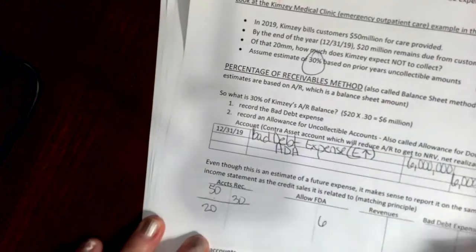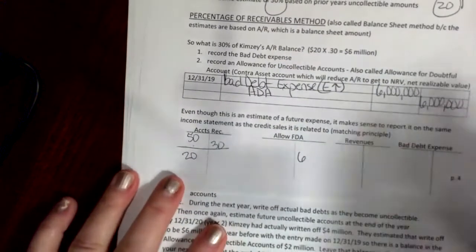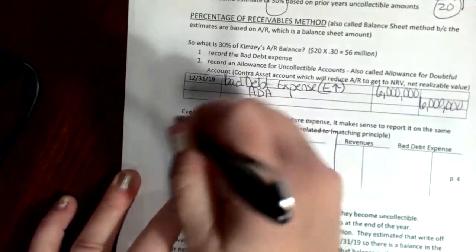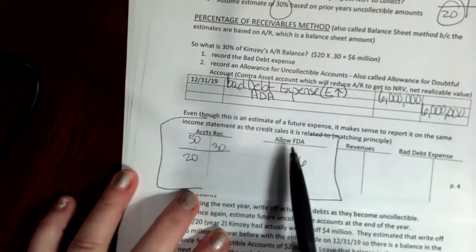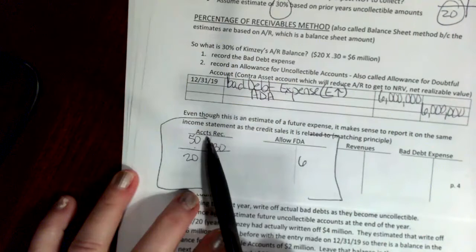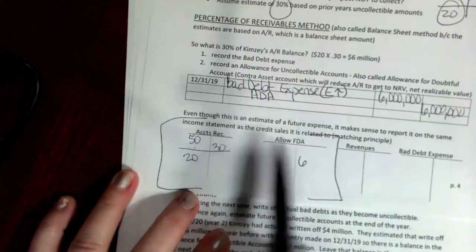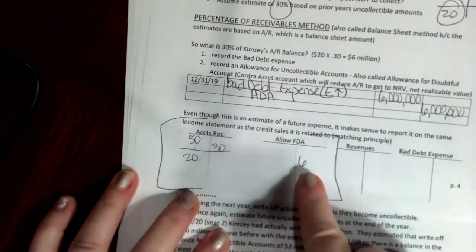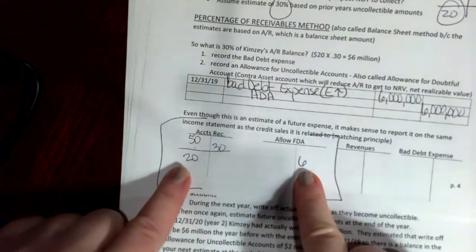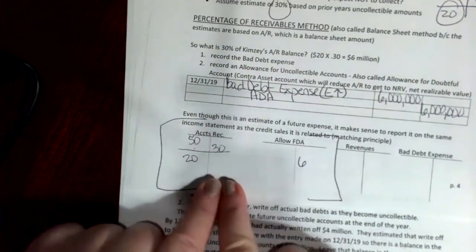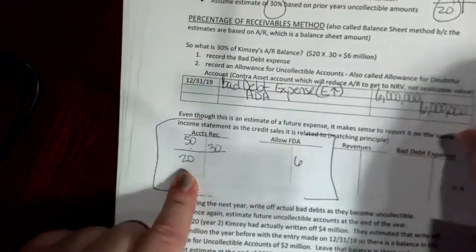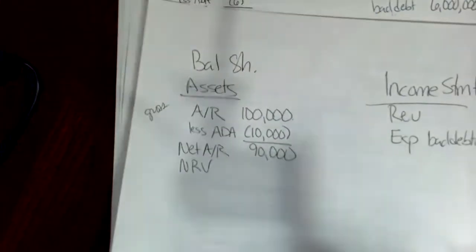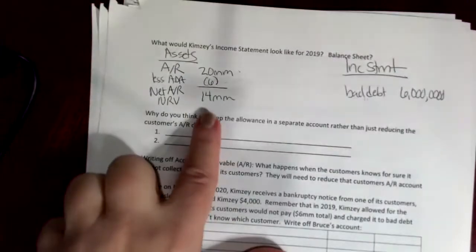So I do this in these T accounts to show you about contra accounts. If it's a contra account, which this one is, it only exists with a buddy, and it reduces whatever the buddy is. So see how this is a credit entry and this is a debit? That shows you that net, you've got 14 million worth of AR, net AR, or net realizable value. Hopefully that helps you see that.